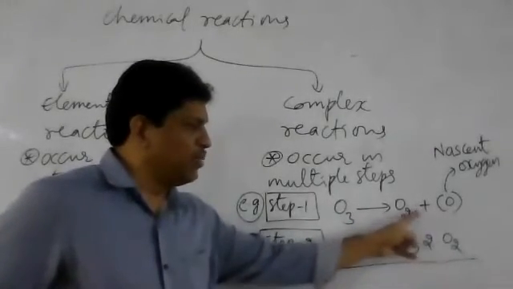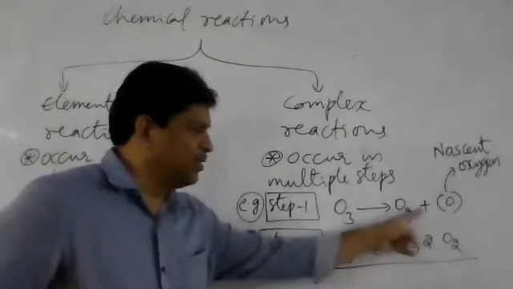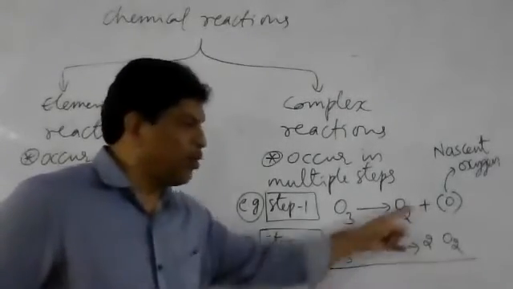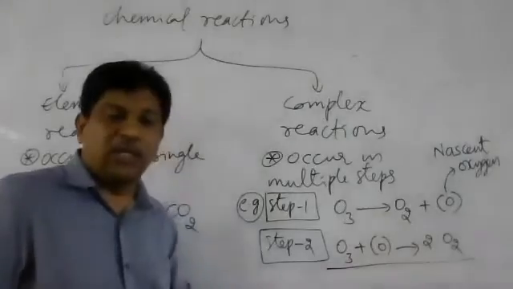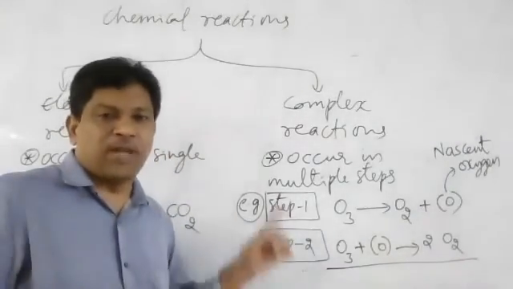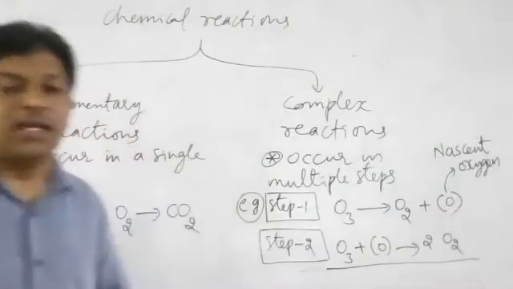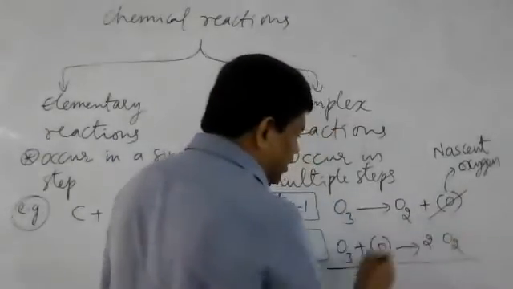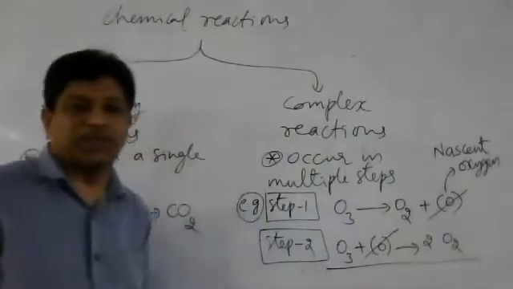The common things of the products of the first step and the reactants of the second step, if any common species are available, should be cancelled. That is the addition of reactions. Before adding step 1 and step 2, what do we have to do? We have to cancel this nascent oxygen from the 2 steps.